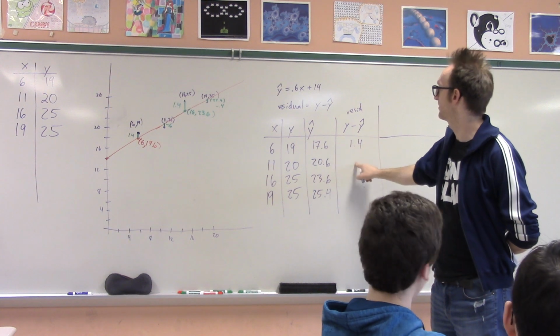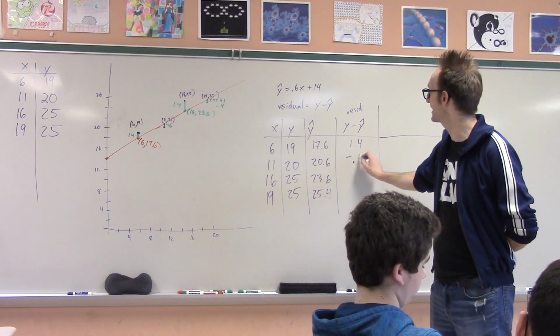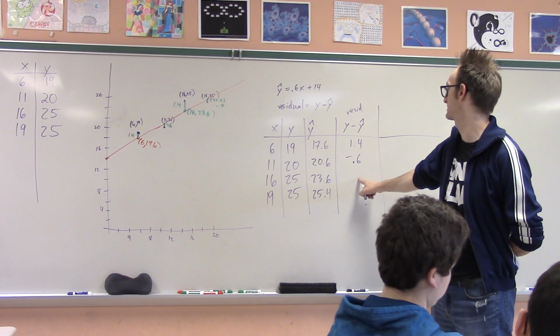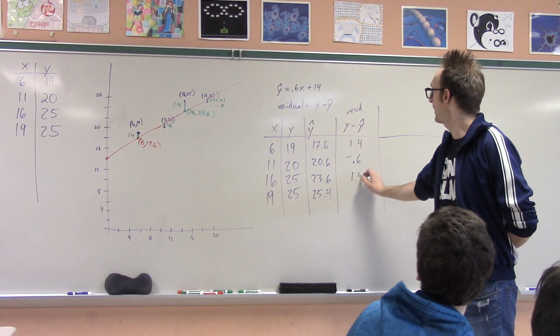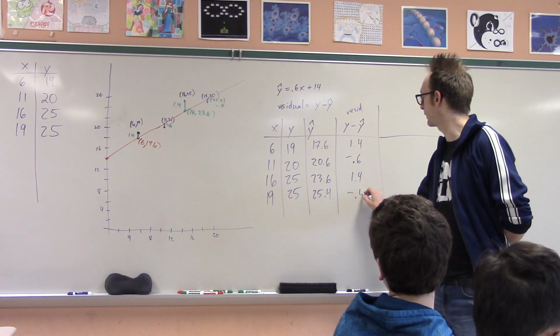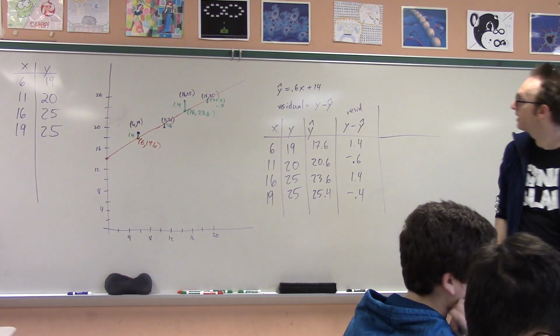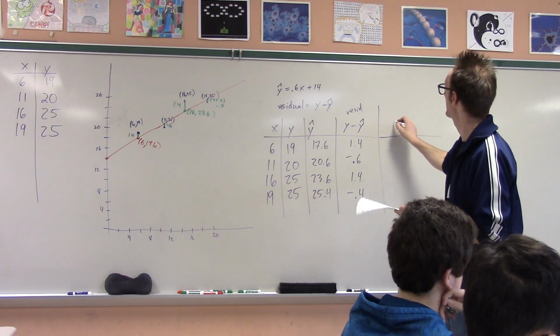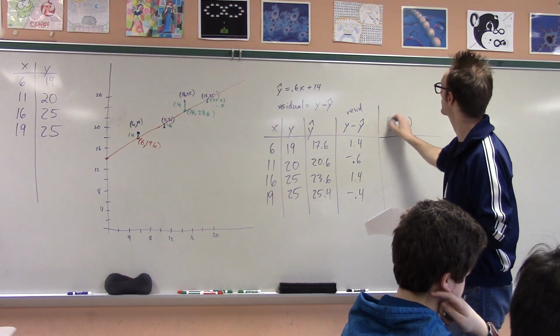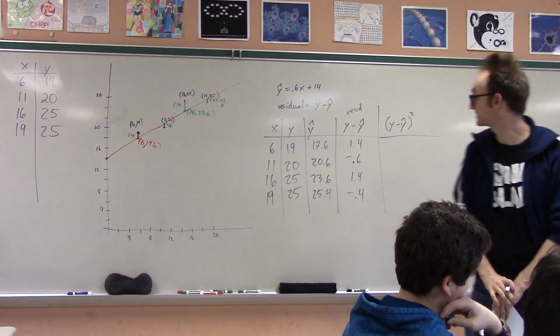The residuals in this case would be 1.4. This residual is negative 0.6. This residual is 1.4, and this residual is negative 0.4. Everyone following? Now, finally, in this last column, take the squares of those residuals.